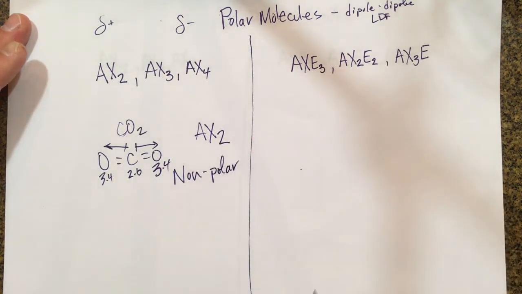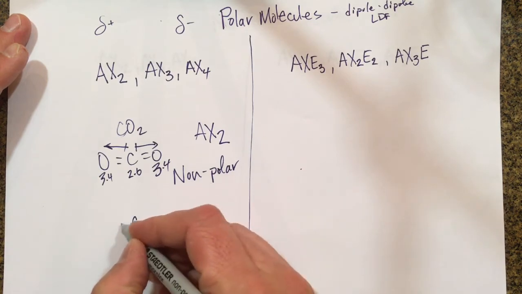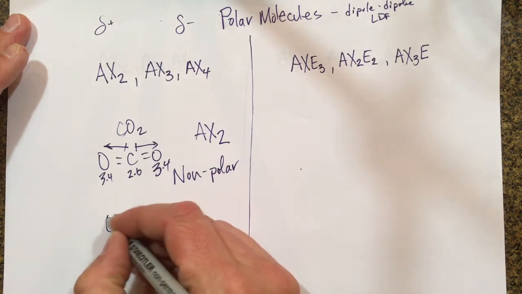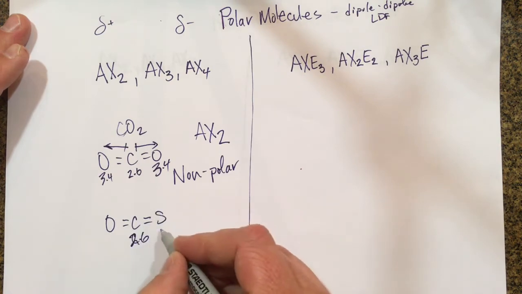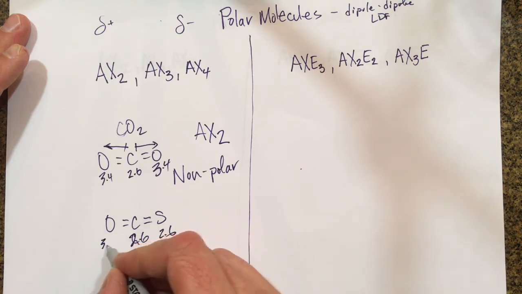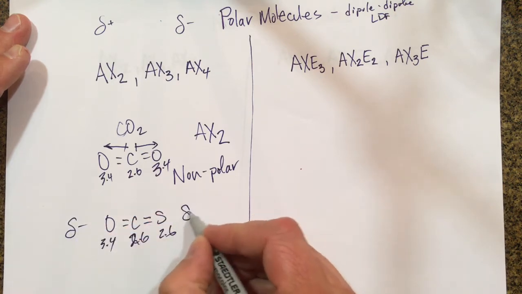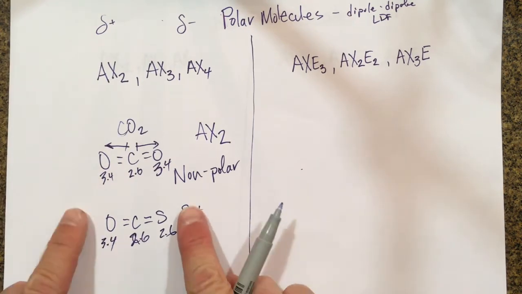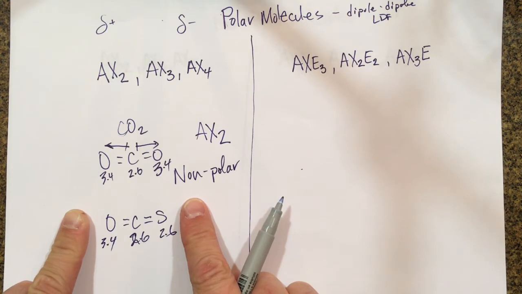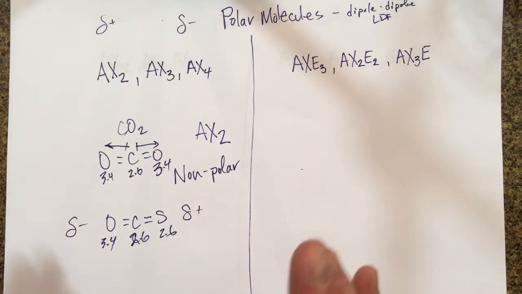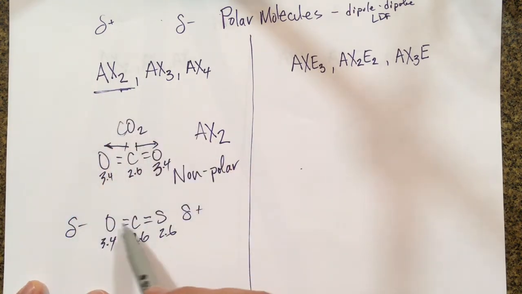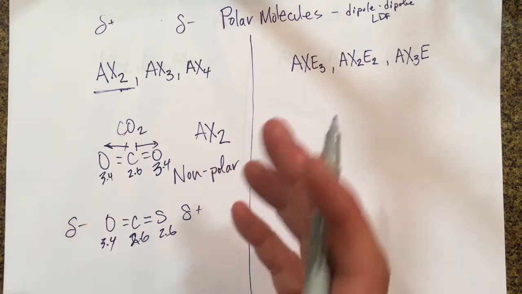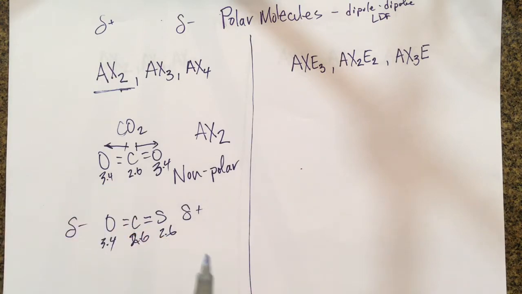But if I had an AX2 molecule that had carbon double bonded to an oxygen and double bonded to a sulfur, the carbon is 2.6, the sulfur is 2.6, and the oxygen is 3.4. In this case, this side is going to be negative and this side will be a little bit positive. This would be a polar molecule because it has a side that's not even. So if it has no lone pairs, if it's got even sides, it'll be nonpolar. If it's got uneven sides, it'll be polar.